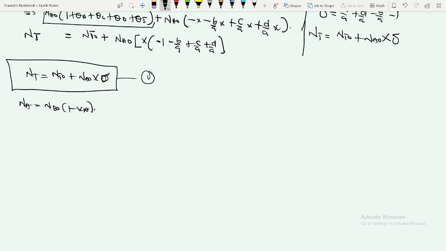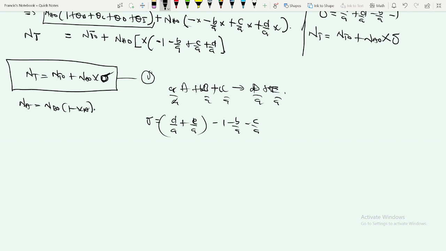So our lambda here, when you have any reaction, anytime they give you a reaction, let's say A plus B plus C going into D plus E. So this is A, B, C, D, E. When A is your limiting reactant, you just divide through by A. Your lambda then becomes D over A plus E over A minus the reactants, so 1 minus B over A minus C over A. So this becomes your lambda. So this is what we have.